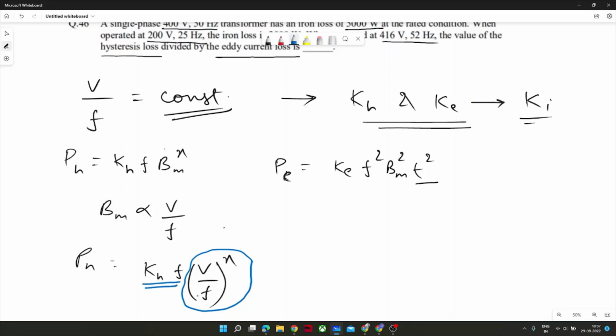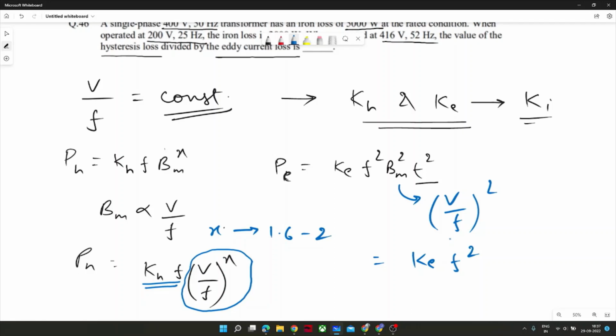If this ratio is not constant, then you have to take proper care, and a Steinmetz constant would come into the picture. This x generally varies from 1.6 to 2. Similarly, if you put V by F for Bm in the eddy current loss, you get KE F square, right?